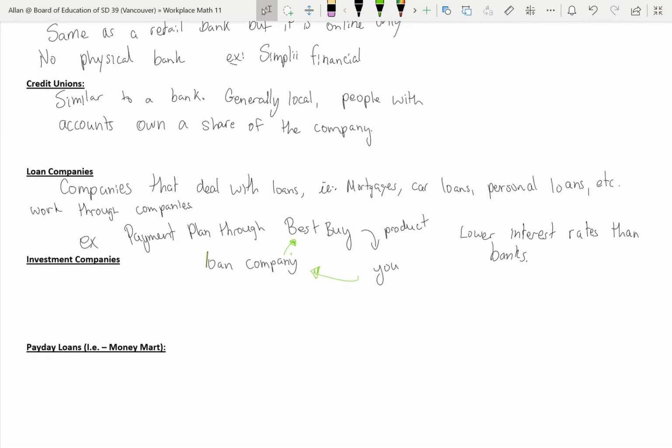There's two more that we'll talk about today. There is investment companies. So these are companies that deal specifically with long-term investments.